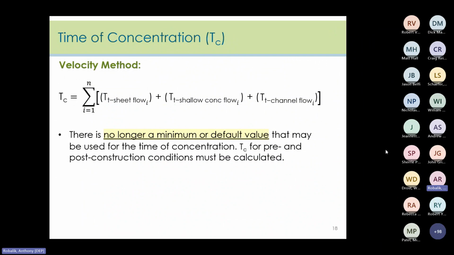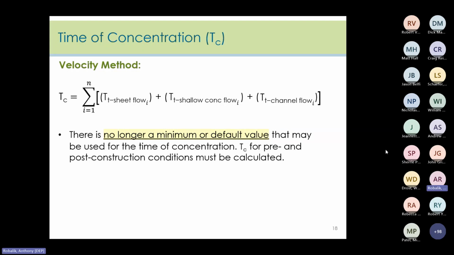So now that we covered the types of flow energy, we can put them to use. From the NEH, the velocity method can be used for a project site or drainage area. Remember that the time of concentration is the sum of all the travel times, T sub T's, for each type of flow in a segment along the most hydraulically distant flow path.